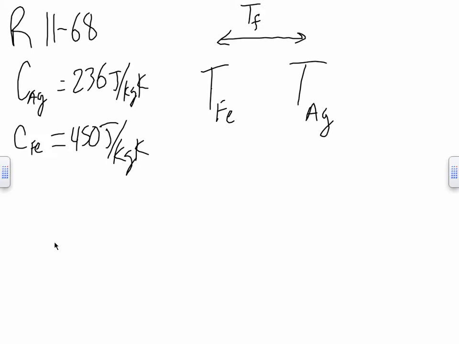Right, because if they're both the same amount of mass, and if they had exactly the same specific heat, what would happen? What would the final temperature be? It would be exactly in the middle, right? But then because the silver takes more heat to raise it 1 degree Celsius, everything's going to tilt towards the silver. Oh, wait, I'm sorry. No. The iron, because the iron has a higher specific heat.